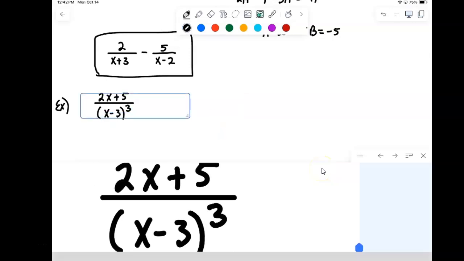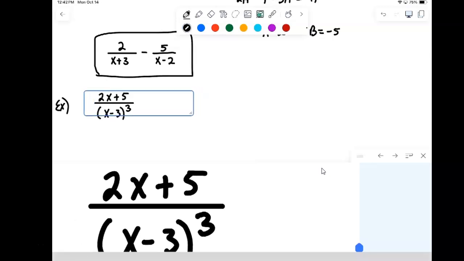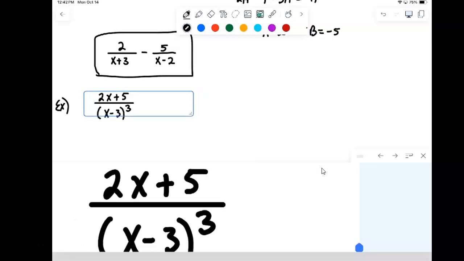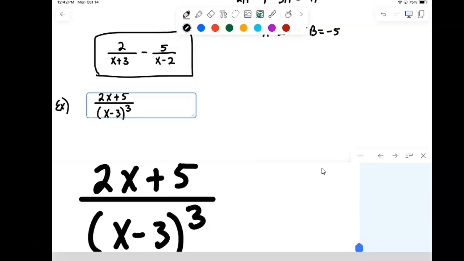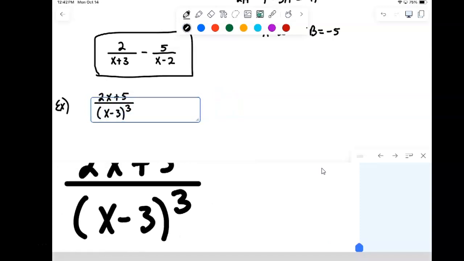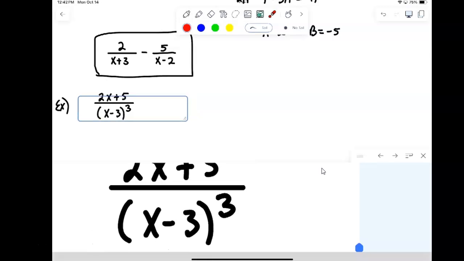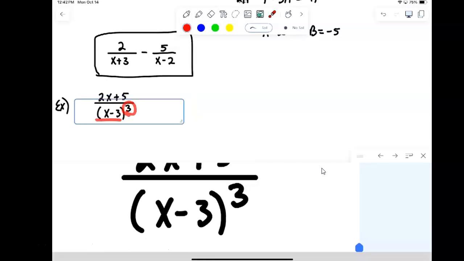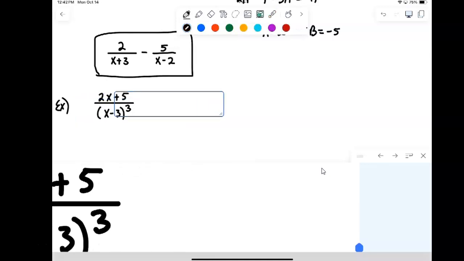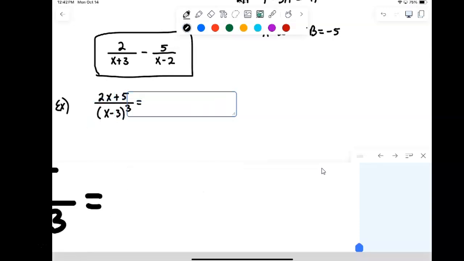So as we look at this one here, (2x + 5) over (x − 3) to the third power. We want to decompose this. So we recognize that we have a linear factor in the denominator, and it has an exponent of 3. So what we're going to do is write out a single fraction for each power. Because that's linear, our numerators are all constants.